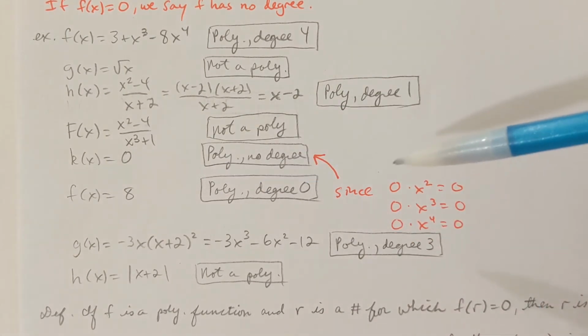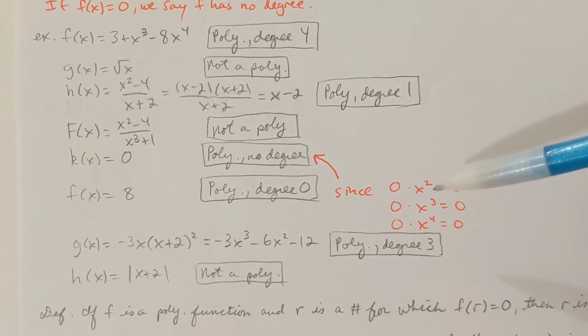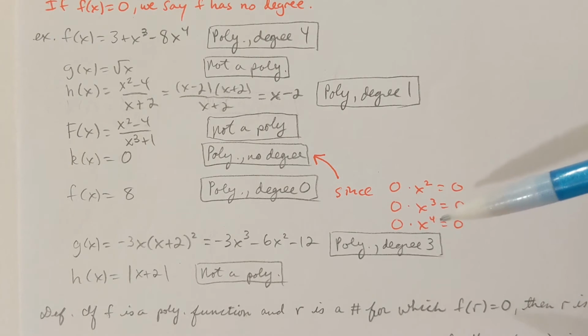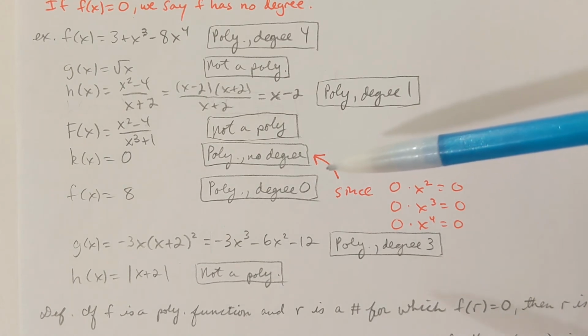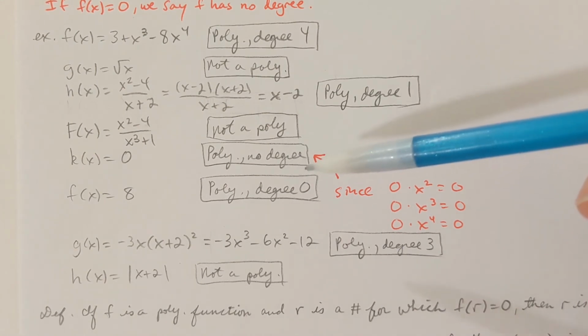k of x. Well, 0 is the same as 0 times x squared. 0 is the same as 0 times x cubed. 0 is the same as 0 times x to the 43rd. 0 times anything is 0. Okay, so I can let the highest power of x be any number I want, and that wouldn't be right. So the 0 polynomial function is the only polynomial that we say has no degree to it.